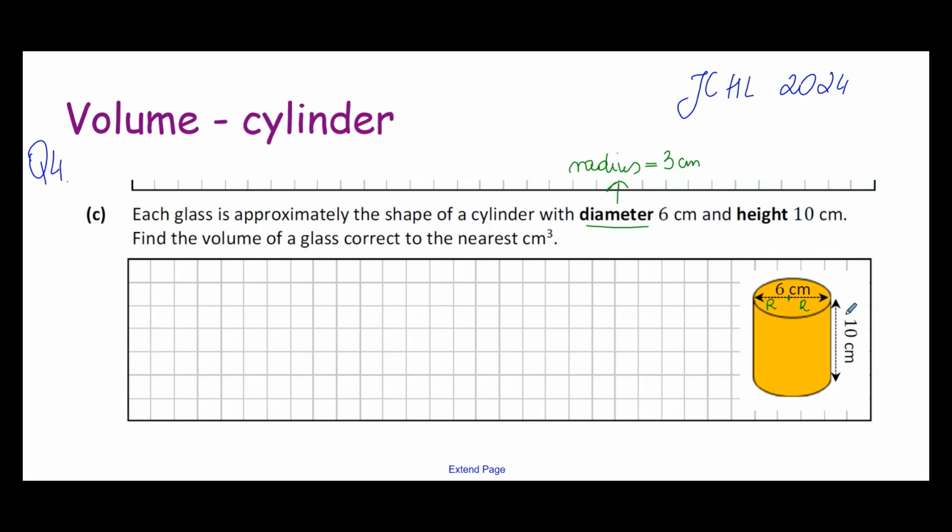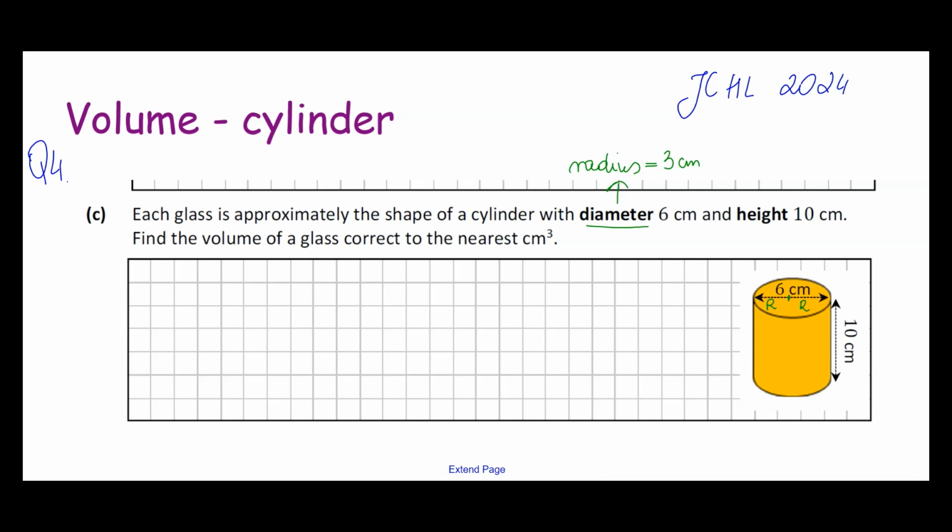Okay, and the height of 10. Find the volume of the glass correct to the nearest centimeter. So what do we need to do? We need to find what? Volume of what? Of a glass. And what shape is the glass? Cylinder. So how do we find the volume of a cylinder?